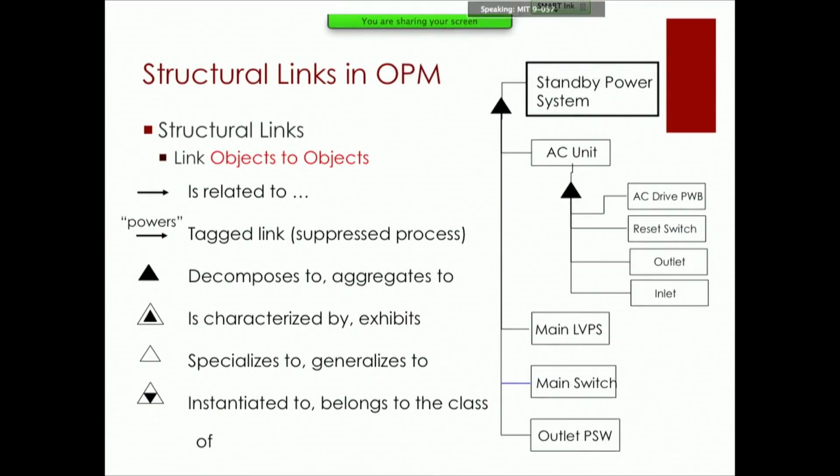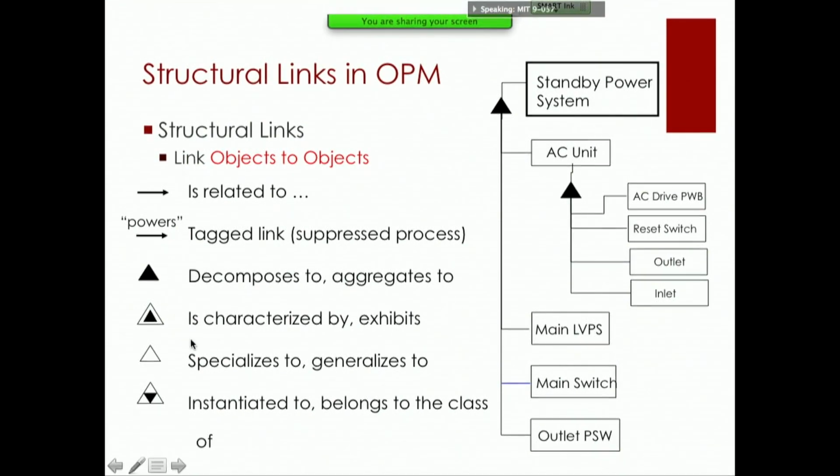So let me talk about the links in OPM briefly. There are two types. There are the structural links, which link objects to objects. We typically use arrows, is related to, or we can tag these as well. For example, something powers something else. This is known as a tagged link. Then there are these triangles, where a kind of hierarchy is implied, with slightly different meanings. The solid triangle means decomposition: the higher level object is composed of lower level objects. Mark, you mentioned assembly. If you're creating the bus of the spacecraft and it has a whole bunch of stuff in it, you would use this filled-in triangle to show that decomposition.